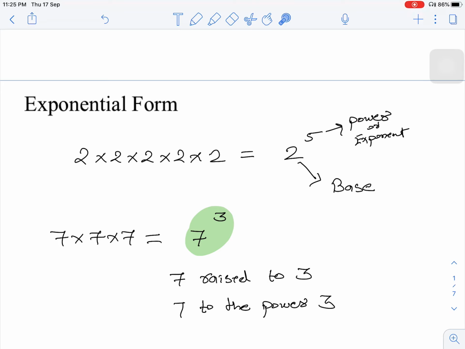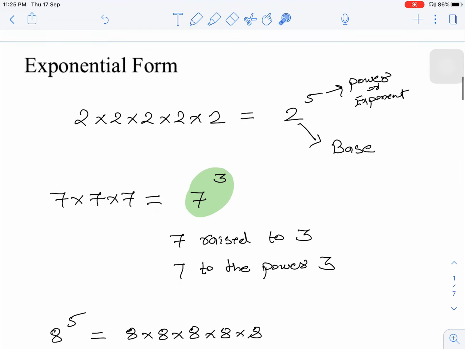power. Now let us see what is the meaning of this 2 here and what is the meaning of this 5 here. This 2 indicates the number which is repeating itself. Every time 2 is multiplying itself, so the number which is repeating itself is written as the base, and how many times it is being multiplied? It is multiplied 5 times, so we have written 5 as the power. It can be read as 2 to the power 5 or 2 raised to 5.